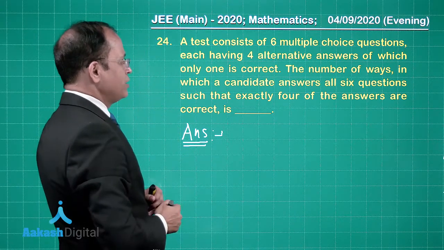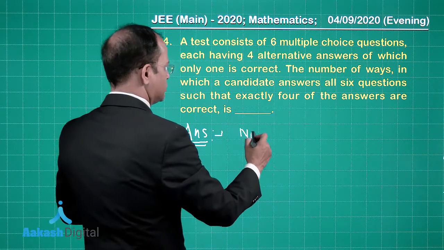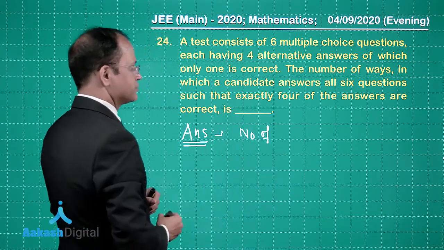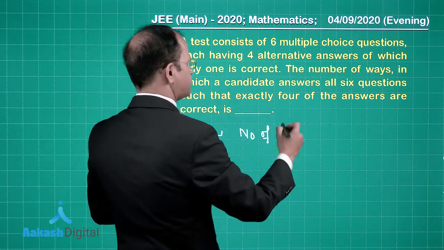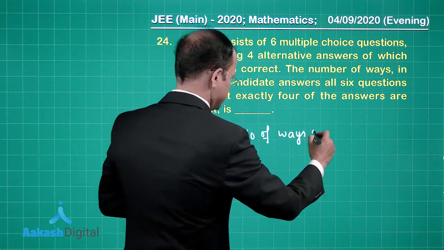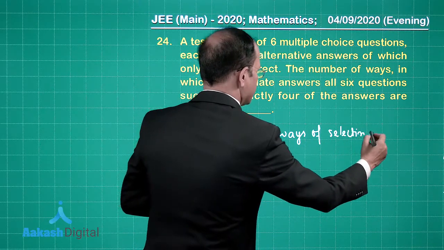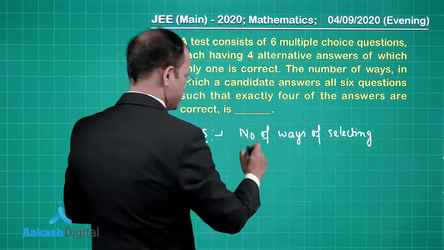So what do we have? First of all, we have to find the number of ways of selecting the correct questions. So I think this is a very important thing.